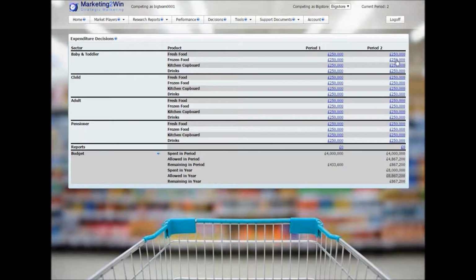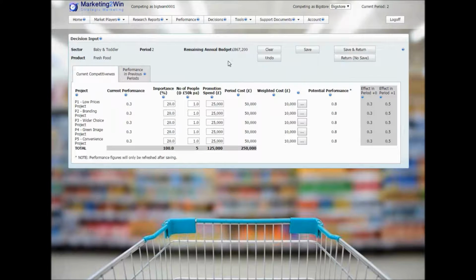So let's take this first segment that we've been looking at before, which is the baby food segment. Make sure you click on period 2, which is the current period, not on period 1, which is finished. So if I just click on period 2 now, that will open up the decision input screen. And here you can see it, your money is spent by allocating it across different projects, and each of these projects actually affects your value proposition.